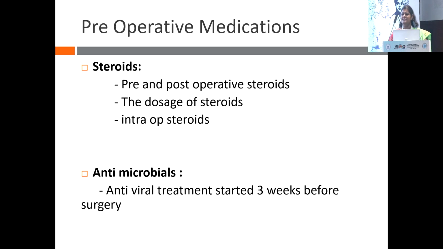Then if the patient is a patient with non-infectious uveitis and on immunosuppressive, you can continue your immunosuppressive. But if it is an infectious uveitis patient and you have treated it, for example, it's a case of herpes zoster ophthalmicus, you have to restart your antiviral treatment 3 weeks before surgery.